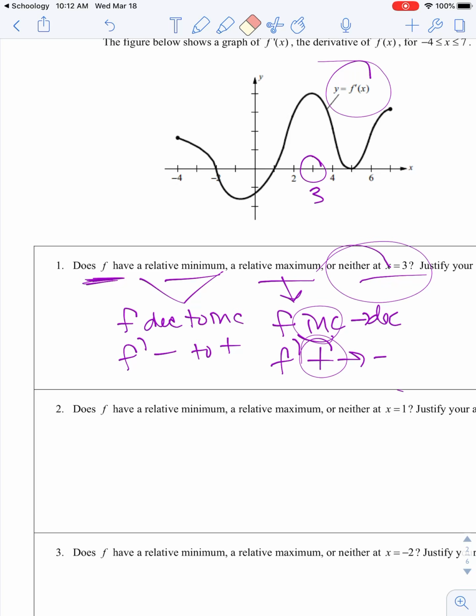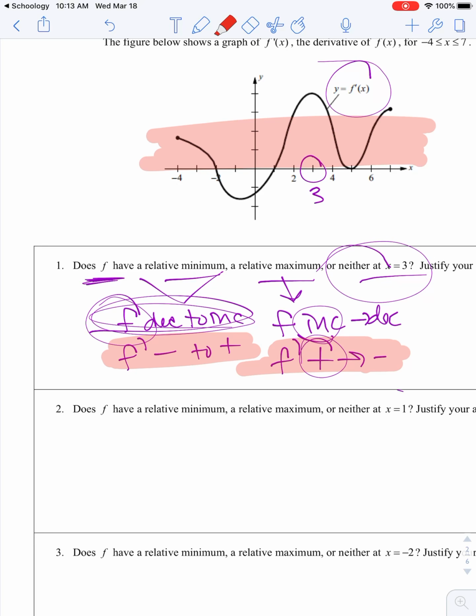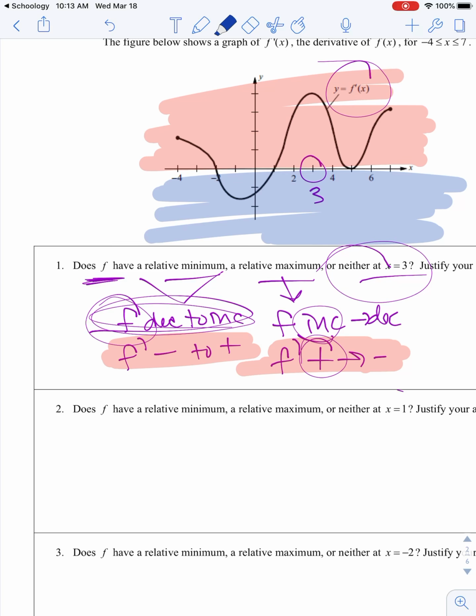Okay, so that being said, let's think about what's going on. Does f change from decreasing to increasing? Well, this is the graph of f prime. So we're not thinking that. We are thinking about this. Is the derivative changing from negative to positive? Is the derivative changing from positive to negative? So remember, positive means above the x-axis. Negative means below the x-axis. So at 3, is the derivative changing signs? Here it is. Is the derivative changing from below to above? No. So it is not changing from negative to positive. It's not a minimum. Is the derivative changing from positive to negative, meaning above to below at 3? No, it is not. So that's why the answer is neither.